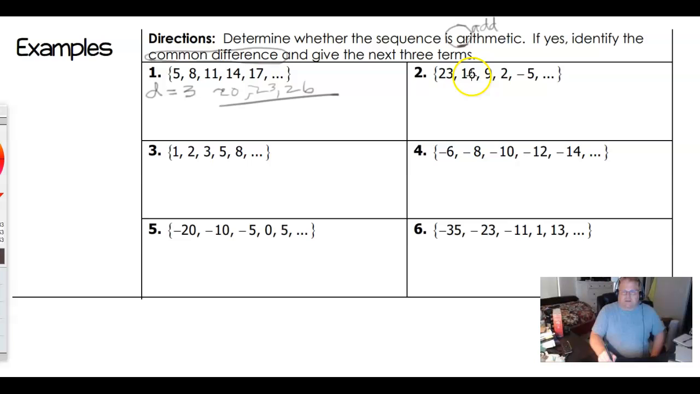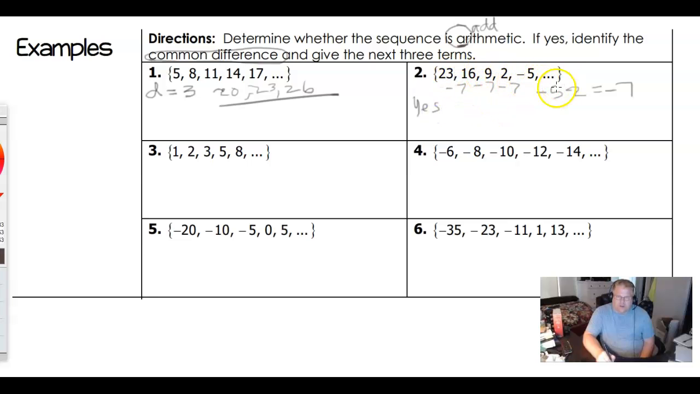Alright, so let's try this. 16 minus 23 is negative 7. 9 minus 16 is negative 7. 2 minus 9 is negative 7. This one's tricky. Negative 5 minus 2, let me just double check my math here, is negative 7. Okay, so they're all negative 7, so yes, this is arithmetic.